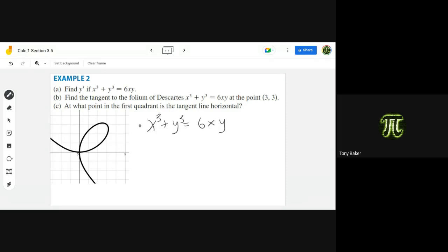So what's the derivative of x to the third? 3x squared. What's the derivative of y to the third? You're missing one piece. Oh, yeah. So we have 3y squared. You can write this as one of two ways. You can write it as dy dx, or you can write it as y prime. They both mean the exact same thing. Sometimes it's easier to do one, sometimes it's easier to do the other one.